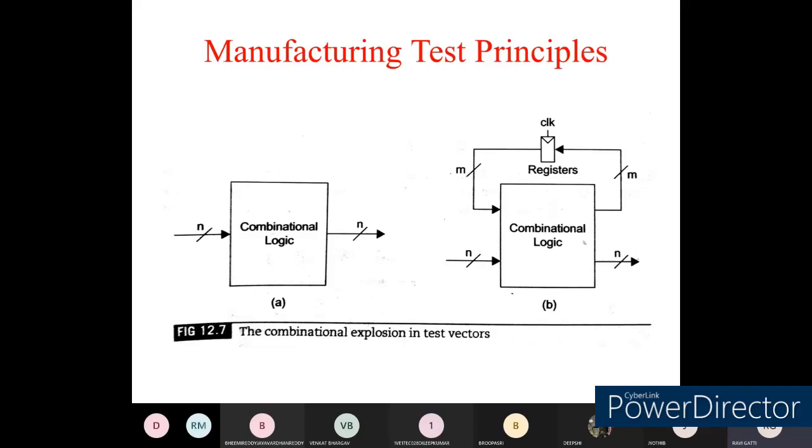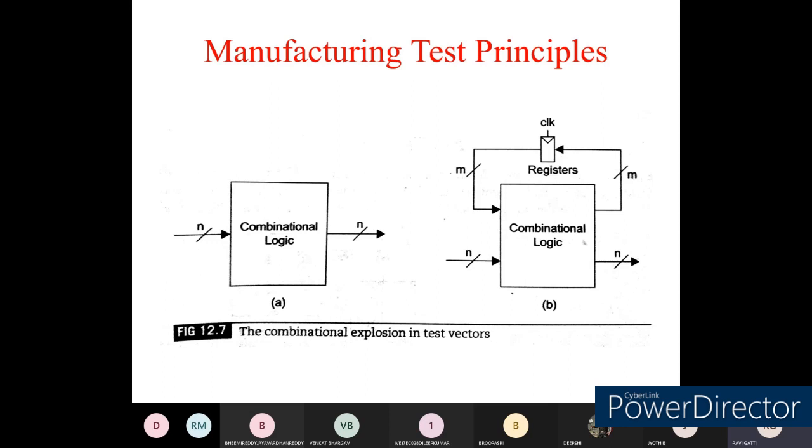Manufacturing test principles. What we mean by manufacturing test principles is that in all the VLSI subsystems we have designed, it is necessary for us to incorporate the testing circuits. Why? Because it enables us to have concurrency in the architectures we have considered, and the main purpose of this manufacturing testing is to screen out most of the defective parts before they are shipped to the customer.